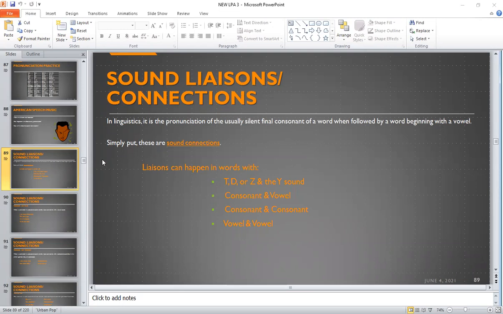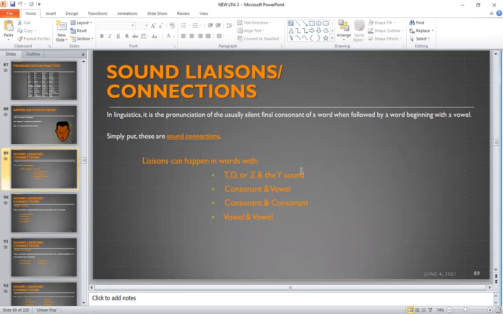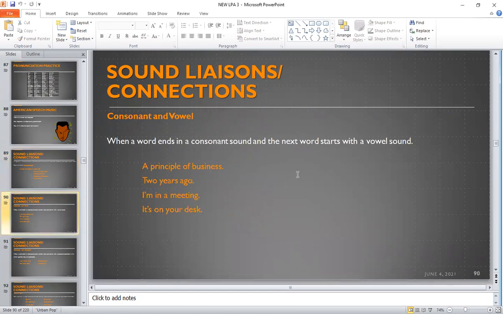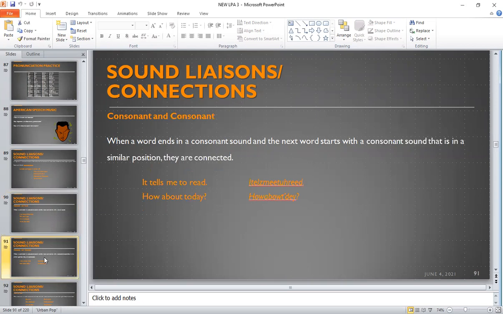So how does it look? Let's see. When a word ends in a consonant sound and the next word starts with a vowel sound, like a principle of business, sometimes we glide through it, meaning we connect them together like one word. Let me show you the next slide. When a word ends in a consonant sound and the next word starts with a consonant sound in a similar position, they are connected. You don't have to read it as it tells me to read. You can connect it like one word: it tells me to read.